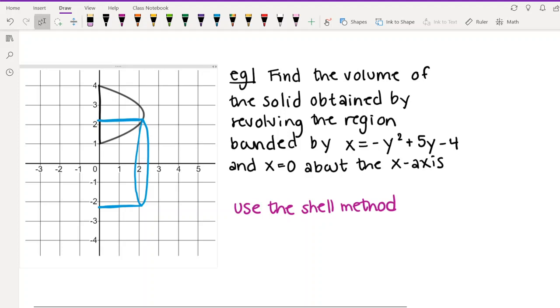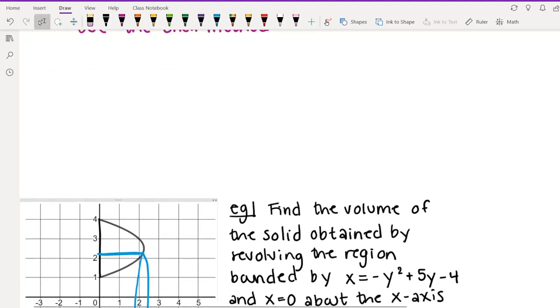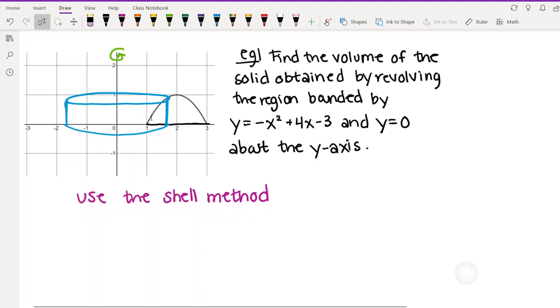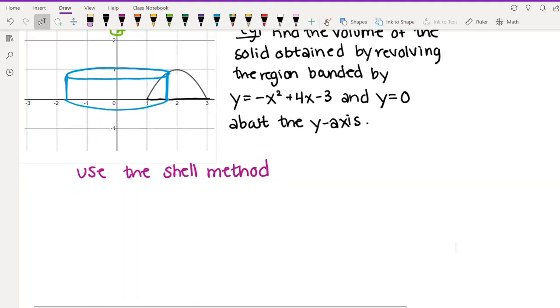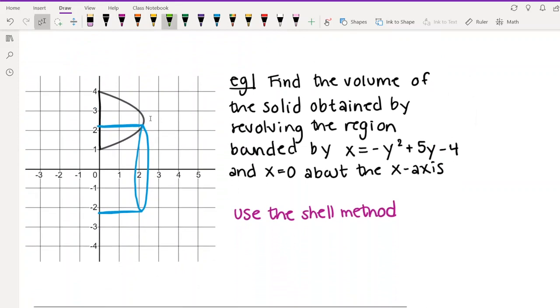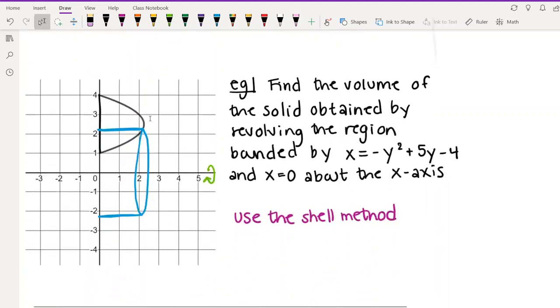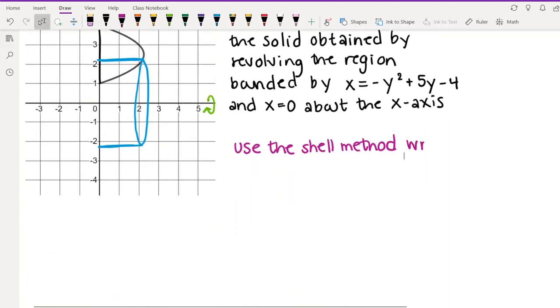And the difference is that in the previous example, you would use the shell method and you would be integrating with respect to x, right? Because it's the y-axis, you're integrating with respect to x, versus in this example, you're revolving around the x-axis, so you're going to be integrating with respect to y. Maybe I'll even just add that in. So use shell method with respect to x, and then this one would be the shell method with respect to y.